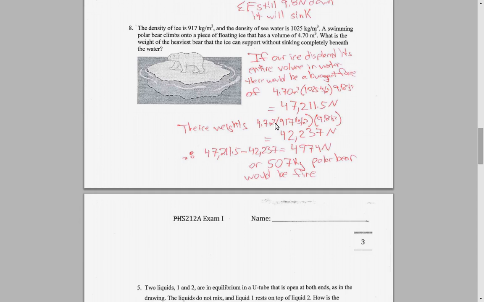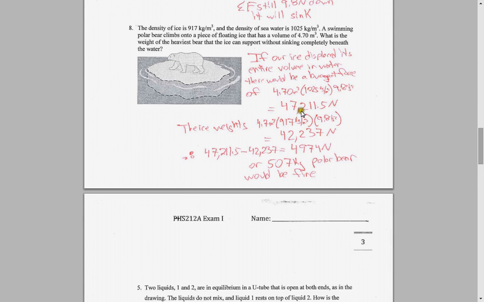So I have the density of ice and the density of seawater and the polar bear sitting on it. What is the weight of the heaviest bear that this ice can support without sinking completely beneath the water? So if our ice displaced its entire volume in water, then the buoyant force would be, I figure out, given the volume of the iceberg, times the density of seawater times g.